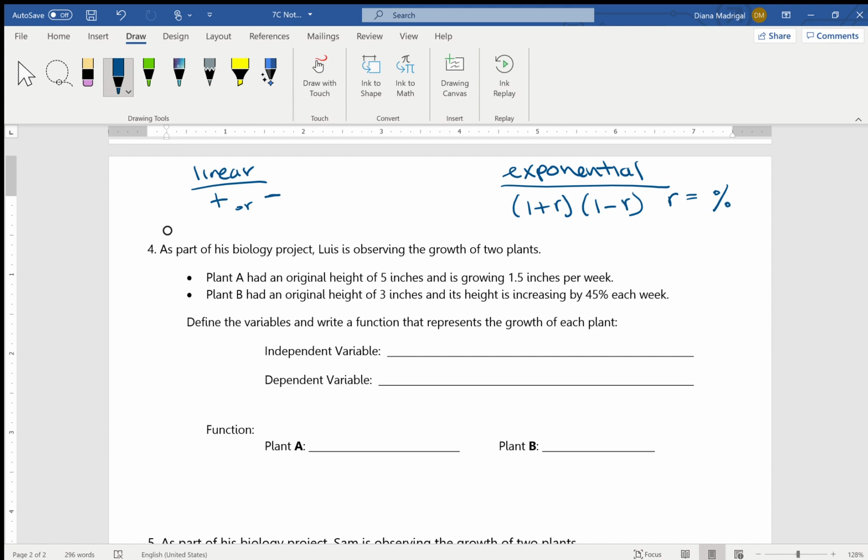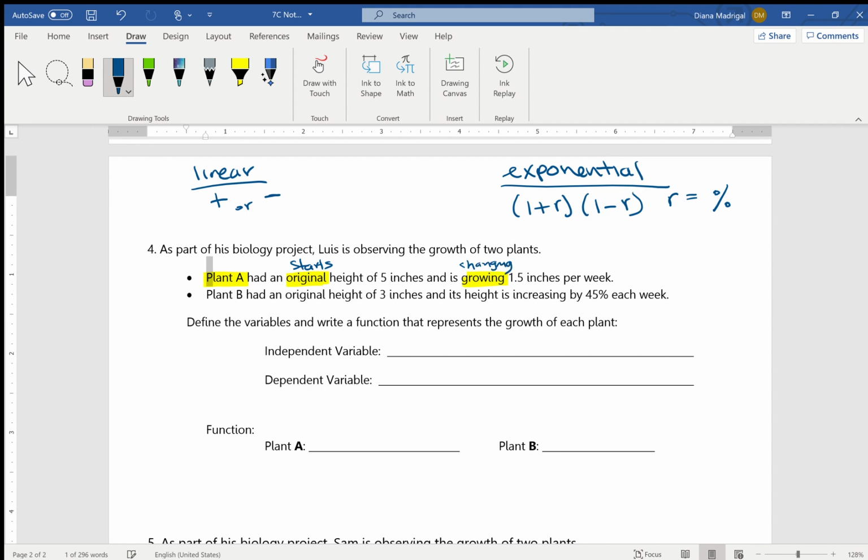All right, as part of his biology project, Lewis is observing the growth of two plants. Plant A had an original height, and original means that it starts at a height of 5 inches and is growing 1.5 inches per week. So again, when something is growing, that means it's changing, because it doesn't have a set number. It's going to keep growing, which means it's going to be changing.